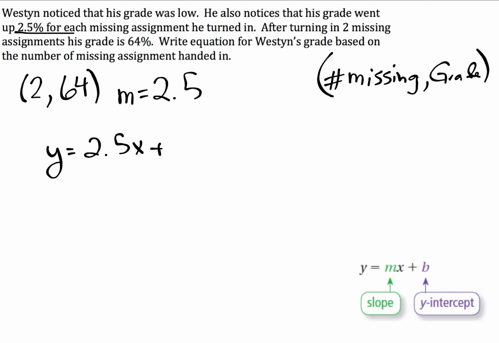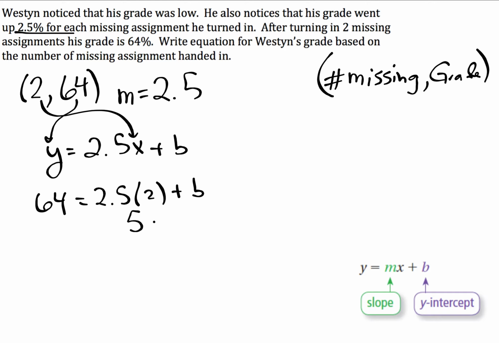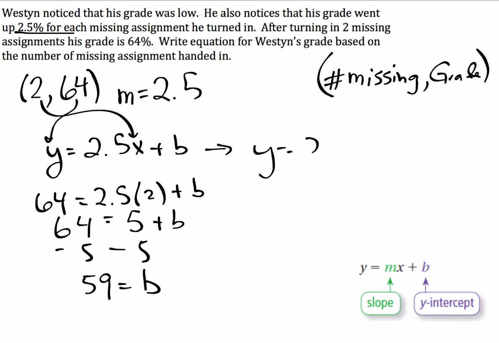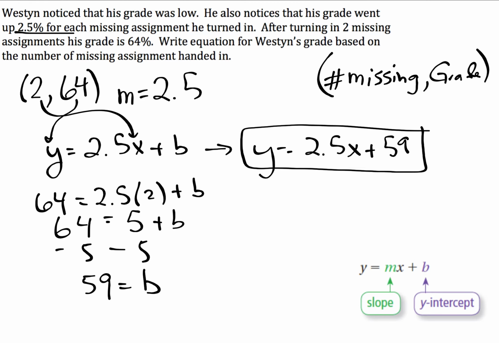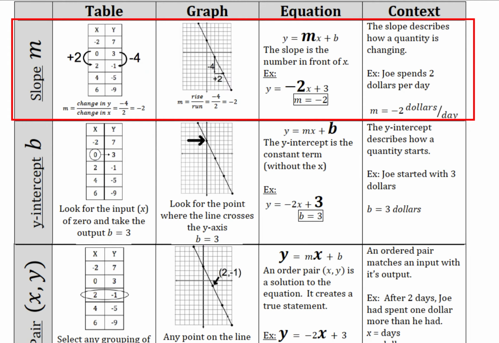y equals 2.5x plus b. Let's plug in 64 for y, and plug in 2 for x. 2.5 times 2 is 5. It looks like the grade started out at 59%. So b equals 59. That gives us our equation: y equals 2.5x plus 59. So it looks like Weston's grade started at 59%, and it's going up 2.5% per assignment he hands in.